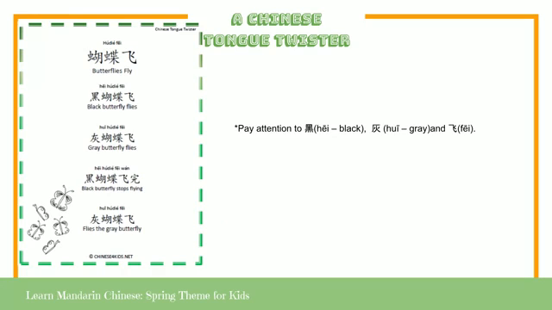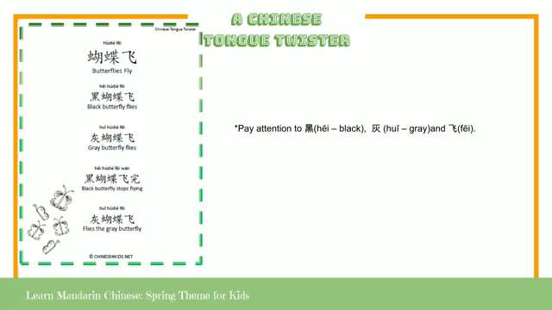Okay, now let's have a look at a quite famous Chinese tongue twister for children. It is also about butterflies. So the title is Butterflies Fly. 蝴蝶飞. So you know this word 飞? It looks like something flying with two wings, right? 飞 also means fly, of course. 蝴蝶飞.